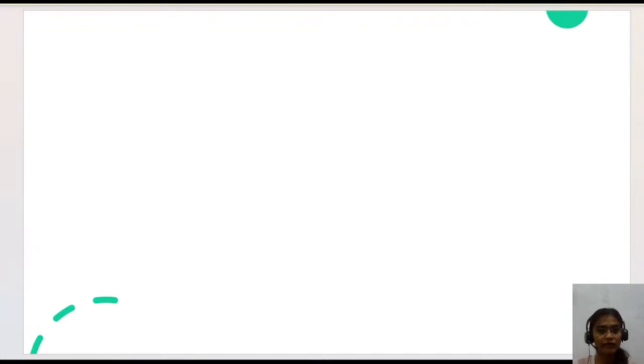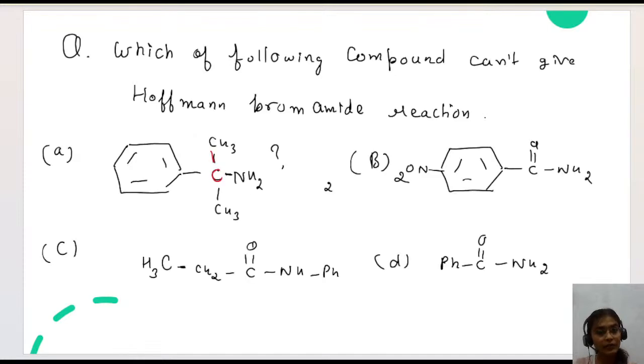So let me quickly give you a brief: when nitrogen is connected with one carbon, it's primary. When nitrogen is connected with two carbons, it's secondary. And when nitrogen is connected with three carbons, it's a tertiary amine. So let's go back here. It's still a primary amine, so it can be the product. Yes, it can be the product. Option A is definitely correct.